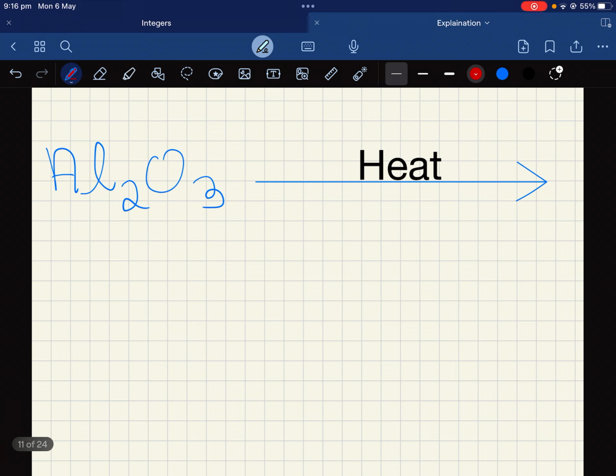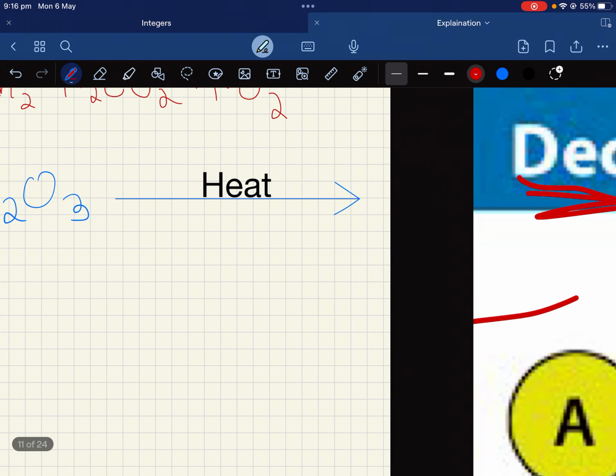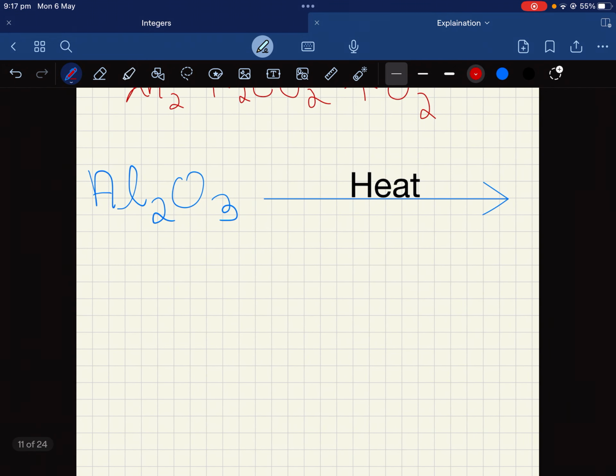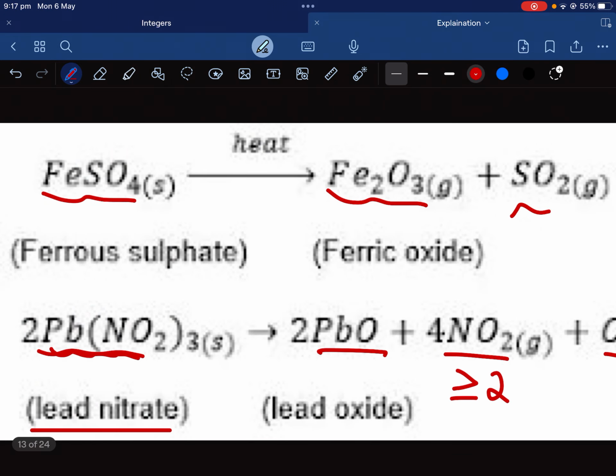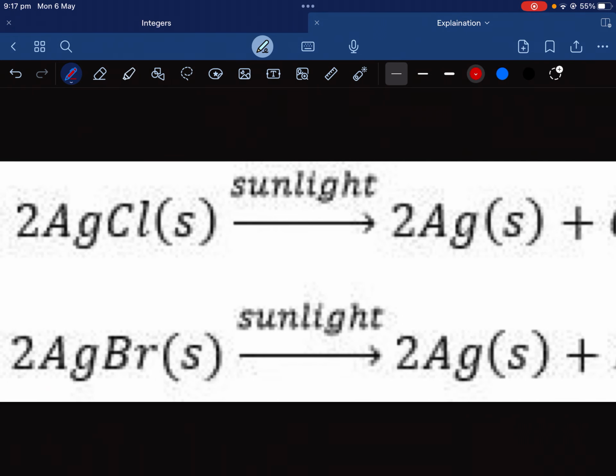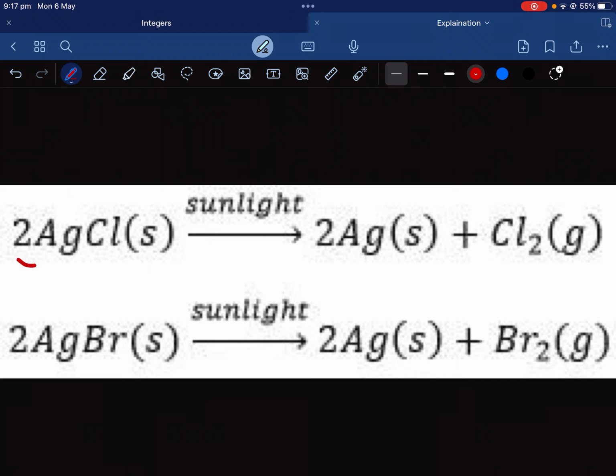Then we have aluminium oxide. This breaks down into aluminium and oxygen. This is your homework. You can write the answer in the comment section. Okay, moving on, we have another example.